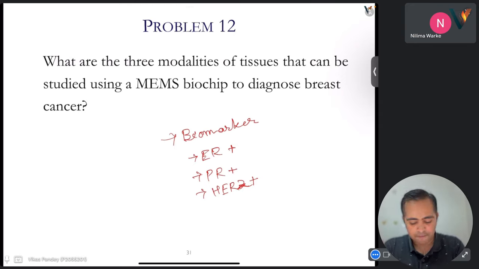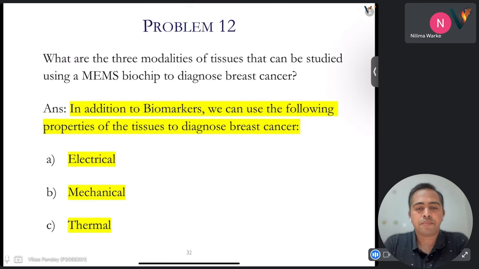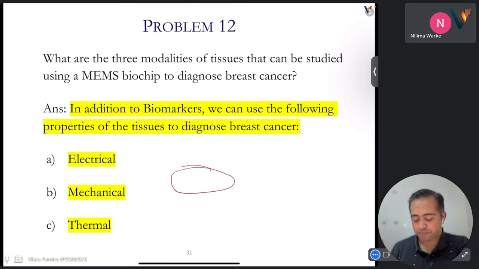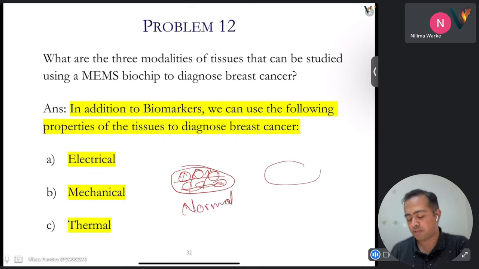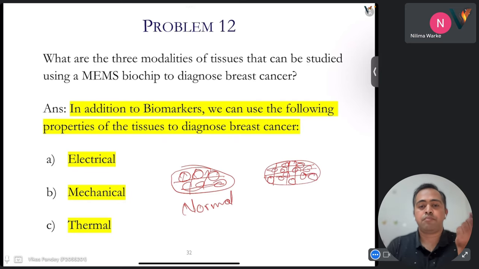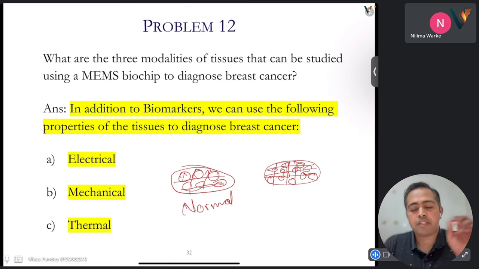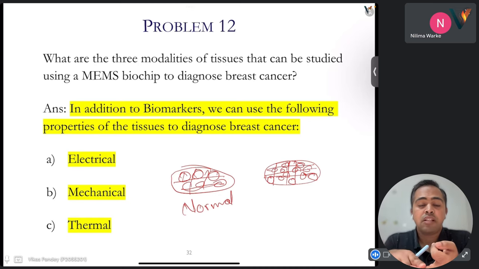Yes, any idea? See, in addition to the basic three things, we can detect the electrical, mechanical, and thermal properties of the tissues. They will have variation from normal cells. Like if we have a normal tissue, I'm just drawing it like this, and we have one cancerous tissue. Till now, the standard process was putting them in estrogen, progesterone, and these things, and then testing their response. But an easy way is that they actually have variation in electrical, mechanical, as well as thermal properties.